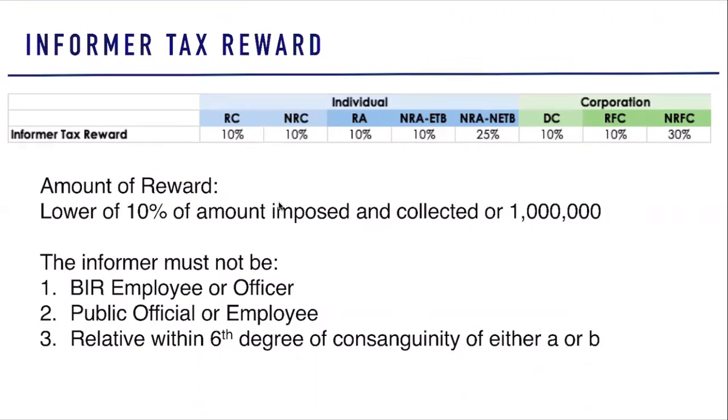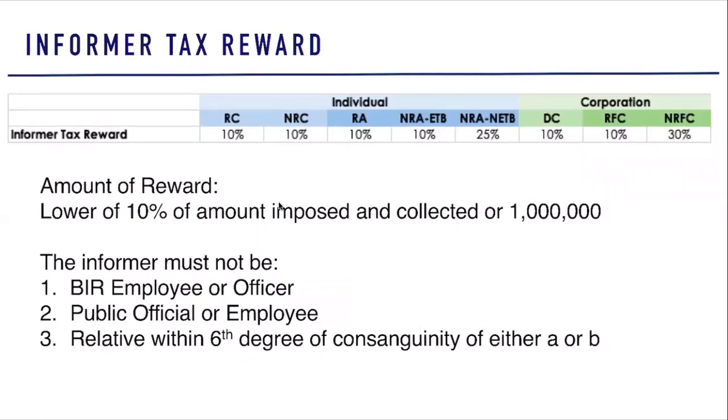So informer tax reward, this is a reward based on an informant regarding possible evasion of taxes. So if ever you say that yung kapitbahay mo nag-evade ng taxes na ganito yung amount, yung makokolekta doon or 1 million, whichever is lower, doon yung makukuha mo. Okay? So 10% of the collected or 1 million, whichever is lower. So what are the rates? So it is subject to final tax.